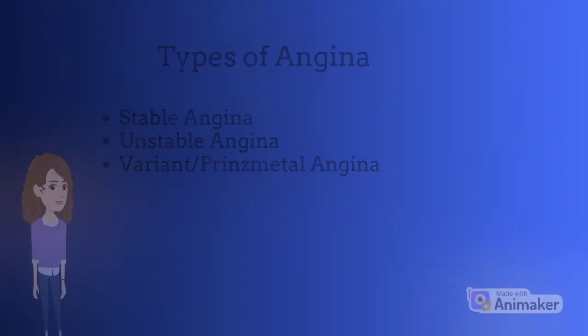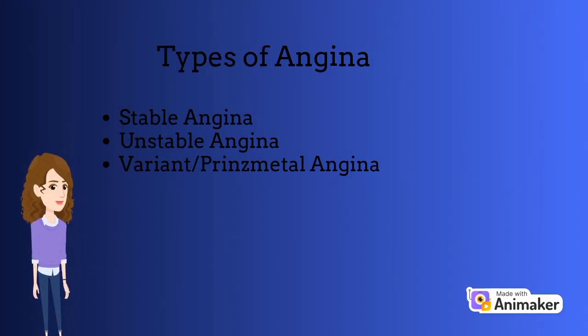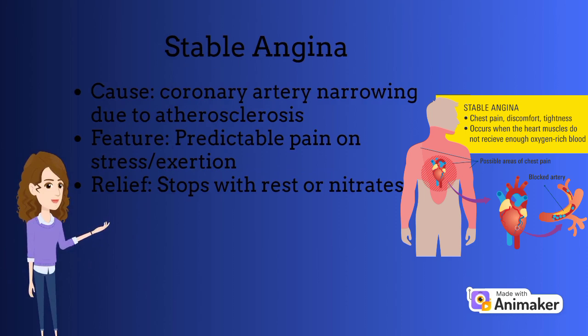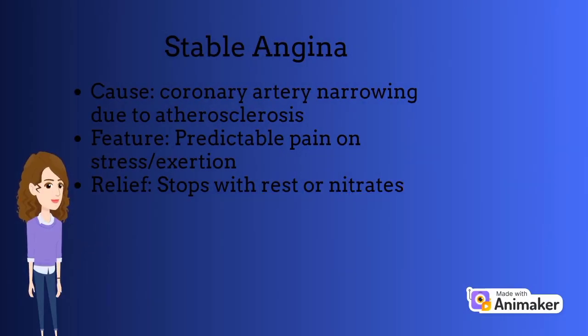Thank you, Jacob, you're pretty good, but let's see if you have mnemonics for the types of angina. There are 3 types of angina: stable, unstable, and variant or Prinzmetal angina. Stable angina is caused by coronary artery narrowing due to atherosclerosis. Pain is only felt on stress or exertion, meaning it is predictable, and it can be relieved with rest or a class of drugs called nitrates.